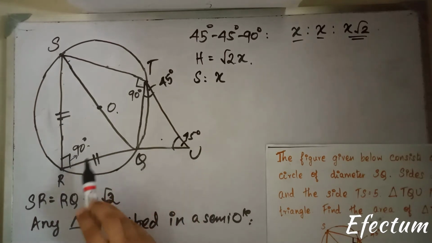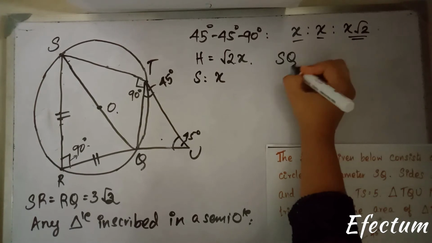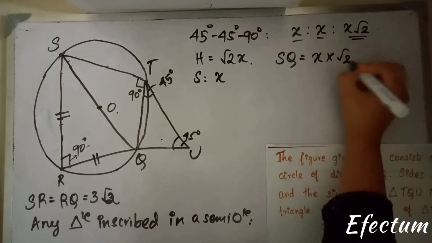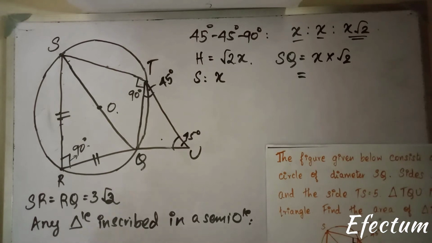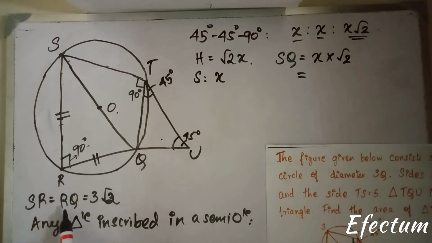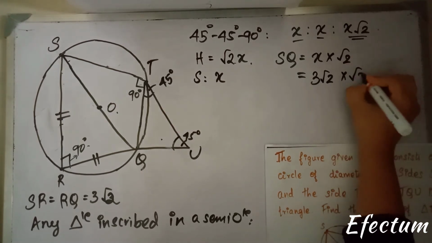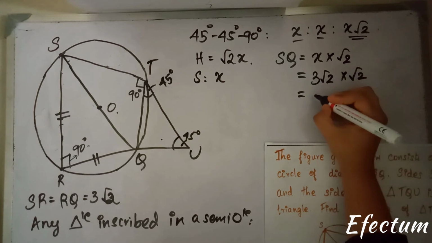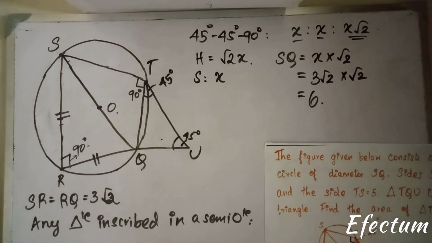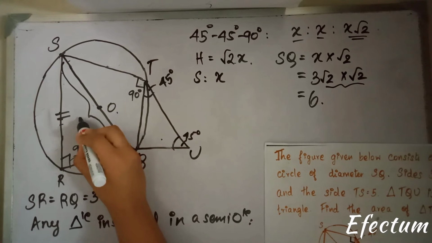So where's the hypotenuse of this triangle? It is the diameter of the circle. So SQ will be equal to x into root 2. What's the value of x? X is RQ and SR because x is the side of the triangle. And the value of RQ and SR is 3 root 2. So x is 3 root 2. So SQ will be 3 into 2 and that is 6. So we have the value of SQ. Let's update it in the figure. We have 6.